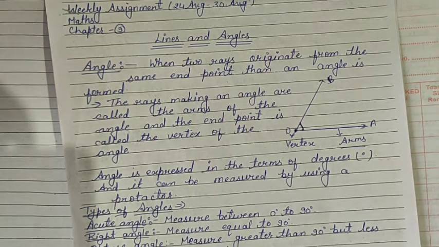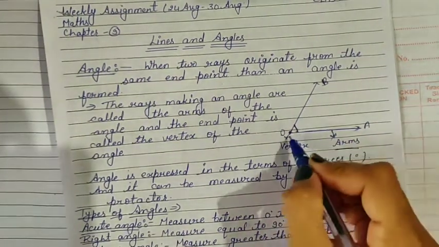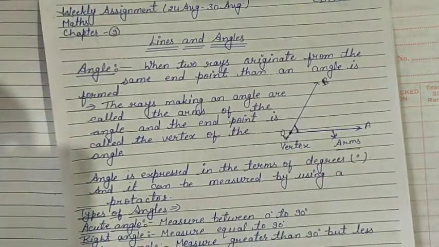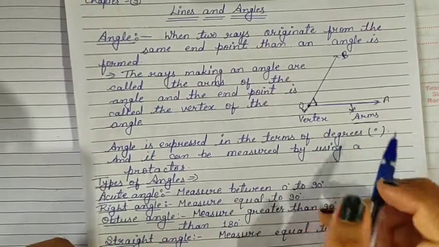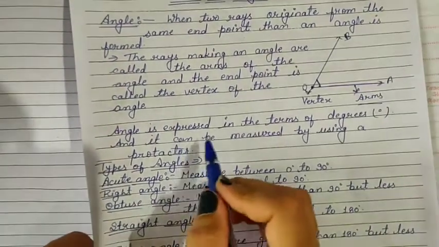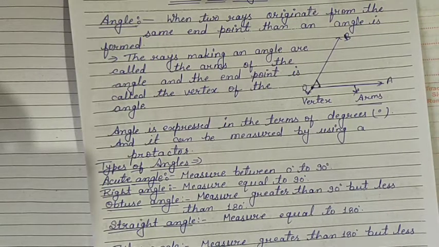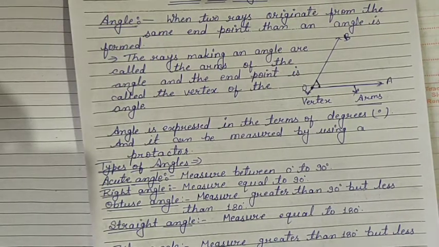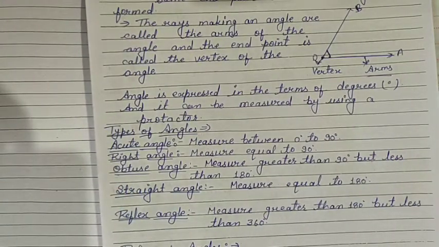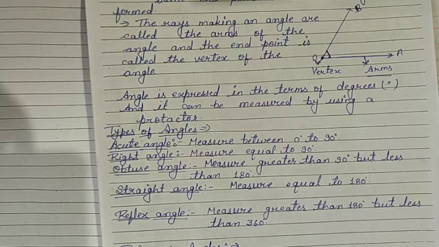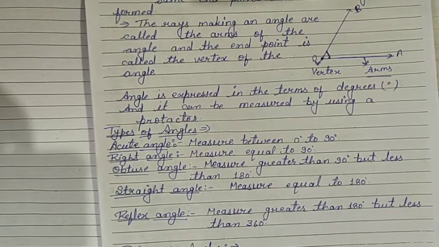This is the definition of angle, and these rays are called arms of the angle, and this endpoint is called the vertex of the angle. Angle is expressed in terms of degrees, and it can be measured by using a protractor. Now, types of angles on the basis of their degrees. You know about acute angle, right angle, obtuse angle, straight angle, reflex angle.